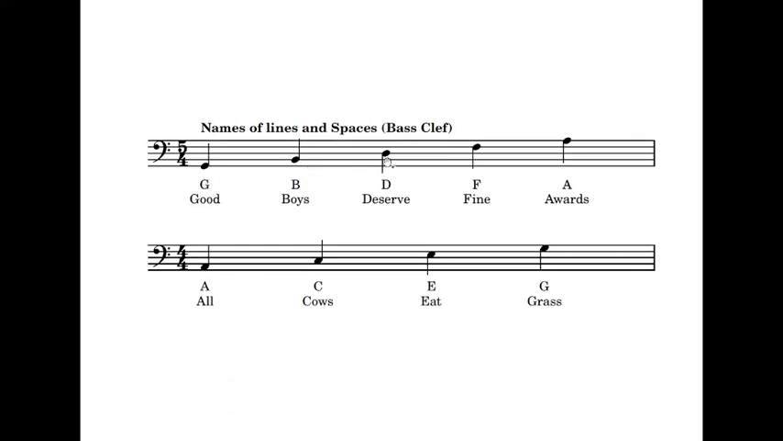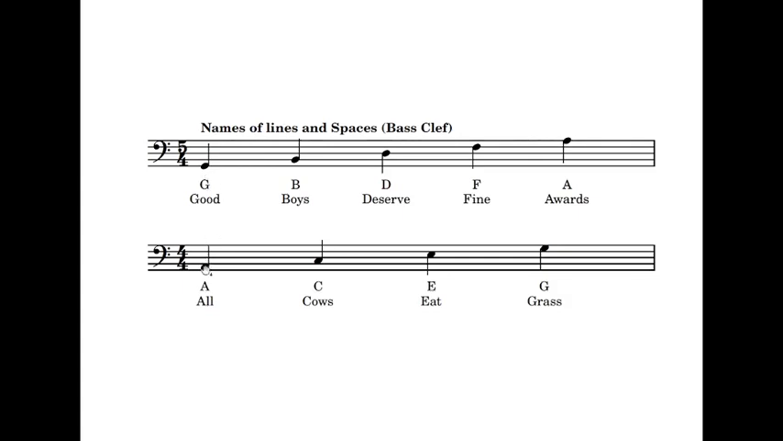Good boys deserve fine awards. This is a formula for naming lines on the bass clef. This is line G, good. Line B, boys. Line D, deserve. Line F, fine. Line A, awards. Good boys deserve fine awards. That will help you to name the lines on the bass clef.